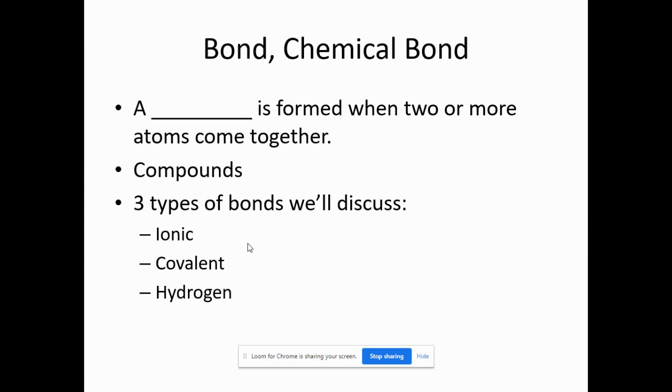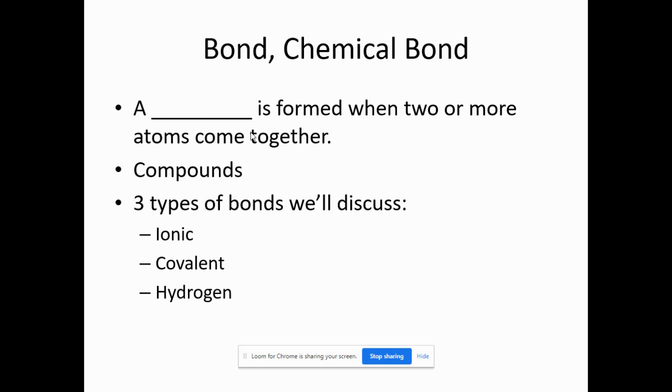All right, so atoms can solve the problem of unfilled vacancies by participating in chemical bonds. So a bond is formed when 2 or more atoms come together. All right, and so these chemical bonds are an attractive force that arises between 2 atoms when their electrons interact. And when 2 atoms come together, that makes a compound. So compounds are molecules of 2 or more different atoms.